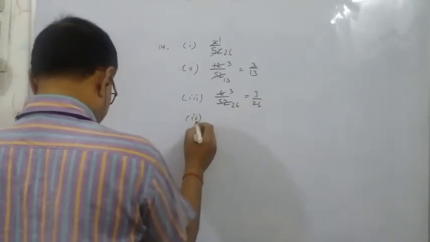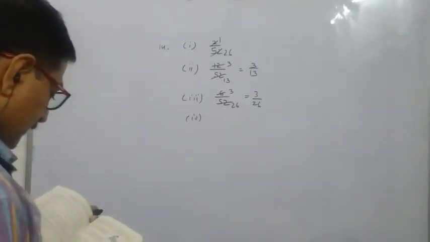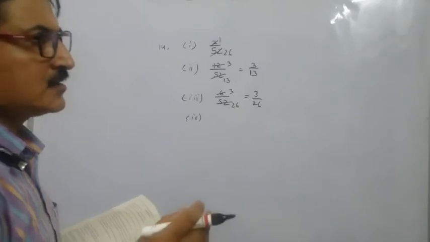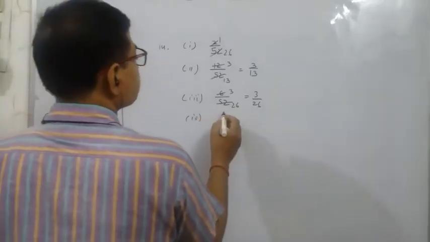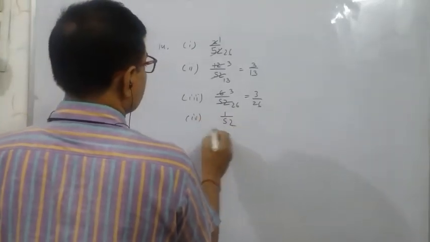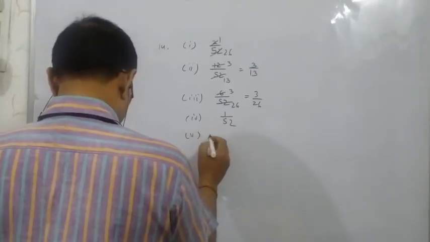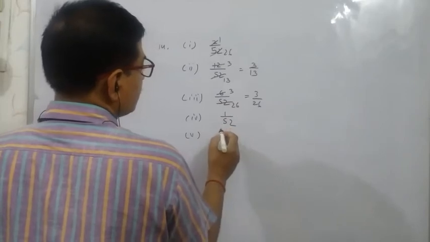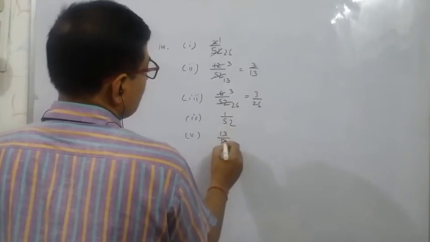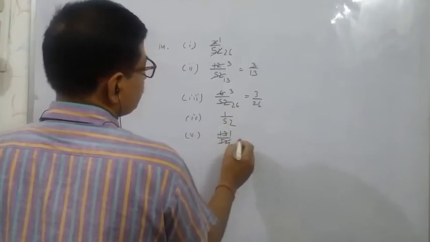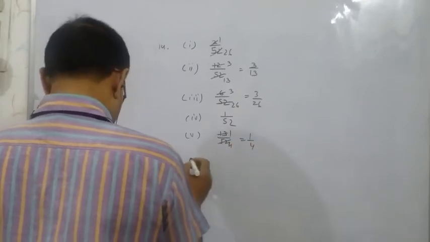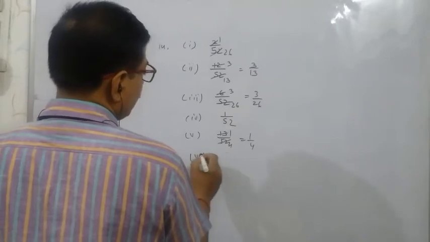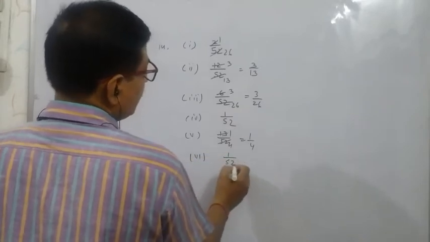Now fourth, the jack of hearts. Jack of hearts means in hearts only one jack will be there. 1 out of 52. Fifth, spade cards: in the deck of 52 cards, 13 are there. So 13 out of 52, 1 by 4. And the last one, the queen of diamond. In diamonds there is only one queen, so 1 out of 52.